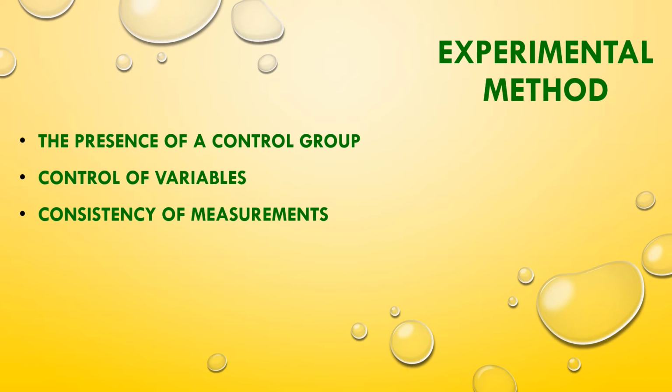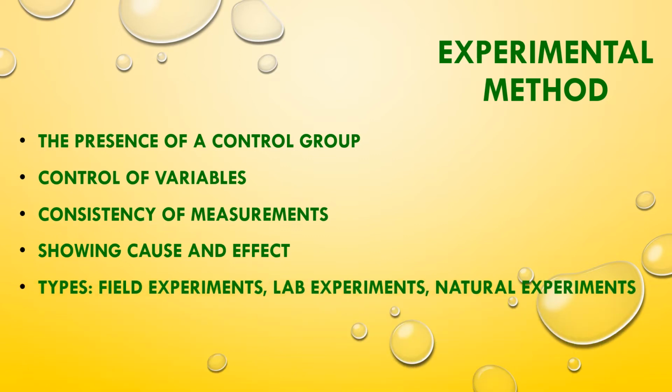The results are unreliable. The fourth principle involved is showing cause and effect. That is, the manipulations performed in the experiment led to the results and nothing else was involved. There are three main types of experiment: field experiment, lab experiment, and natural experiment. This is based on the environment where the experiment takes place.